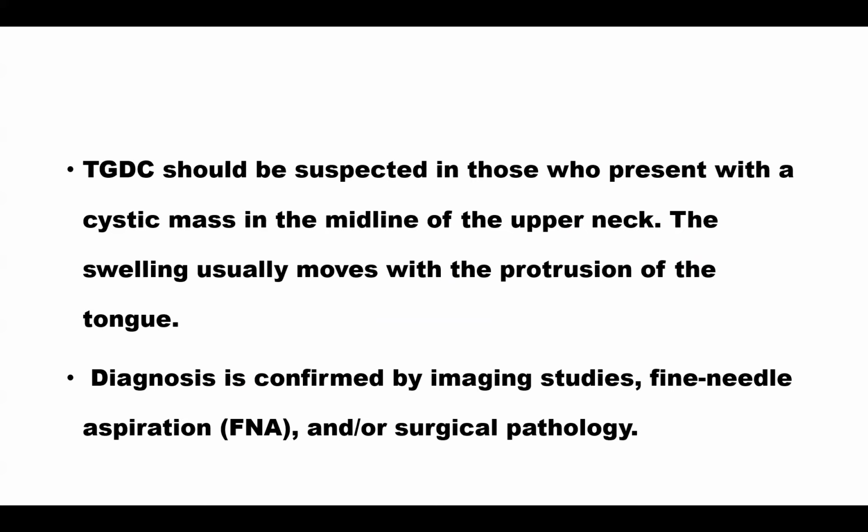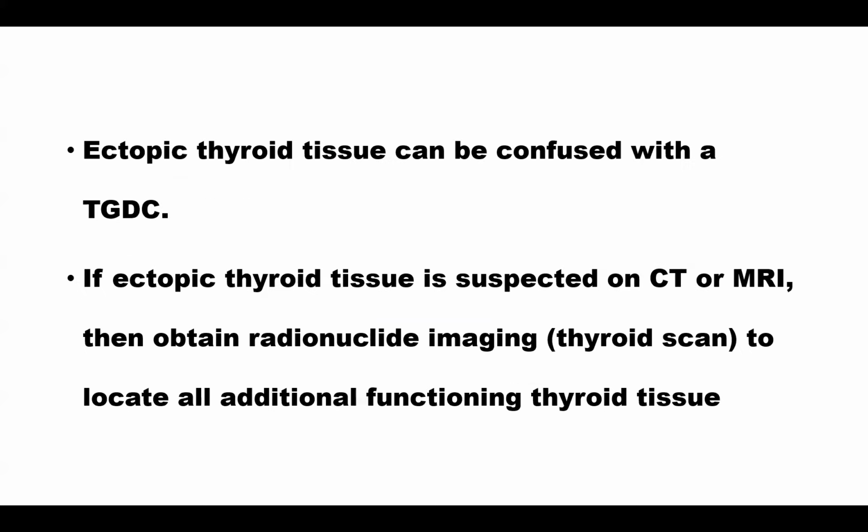Thyroglossal duct cysts should be suspected in those who present with a cystic mass in the midline of the upper neck. The swelling usually moves with the protrusion of the tongue. Take note of that. Diagnosis is confirmed by imaging studies, fine needle aspiration cytology, and surgical pathology when the histology is out. Now, ectopic thyroid tissue can be confused with thyroglossal duct cysts. So in most cases, clinicians, you have to do an ultrasound. You have to confirm the thyroid is there in the neck.